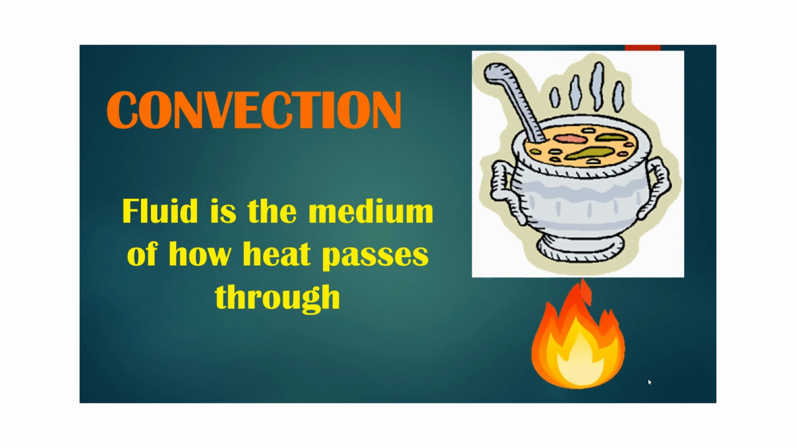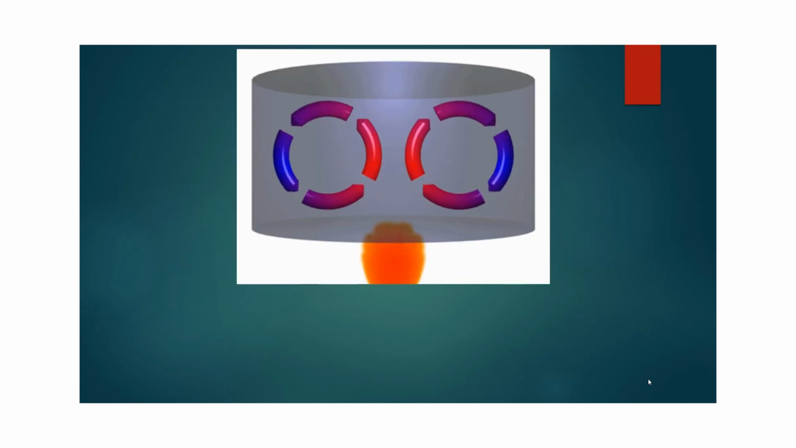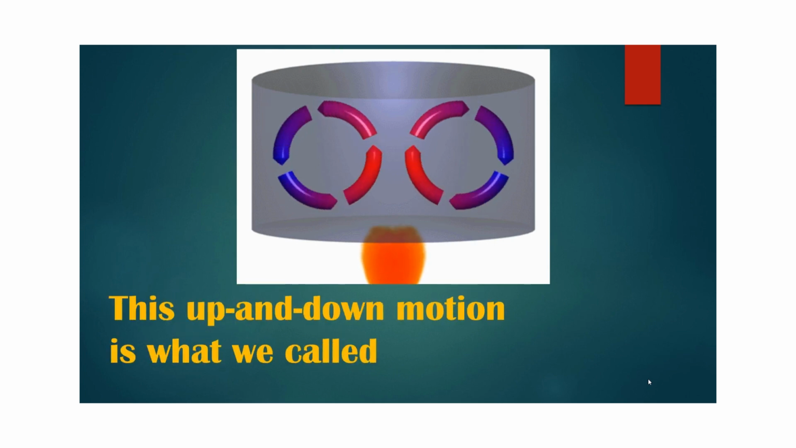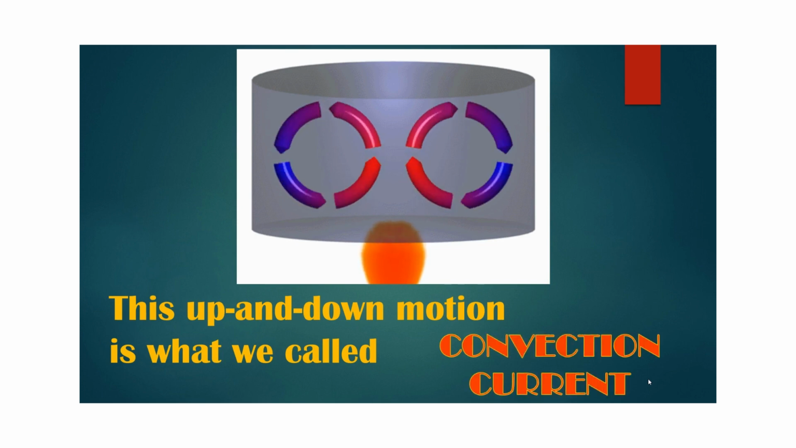When heated, the molecules spread out and move apart, thus making the hot fluid less dense, causing it to rise, and the cold fluid denser, causing it to sink down. This up and down motion is what we call a convection current. Convection current helps spread the heat among fluids in circular movements.